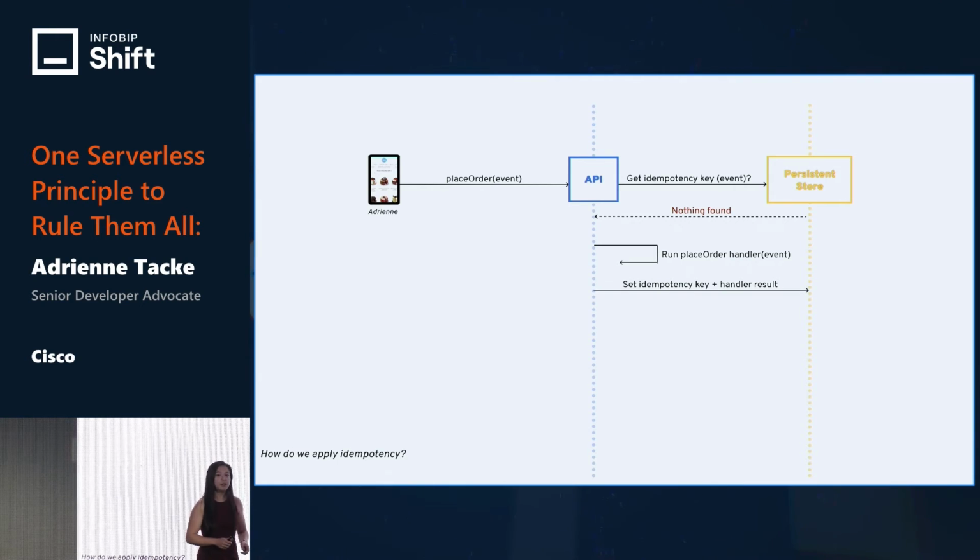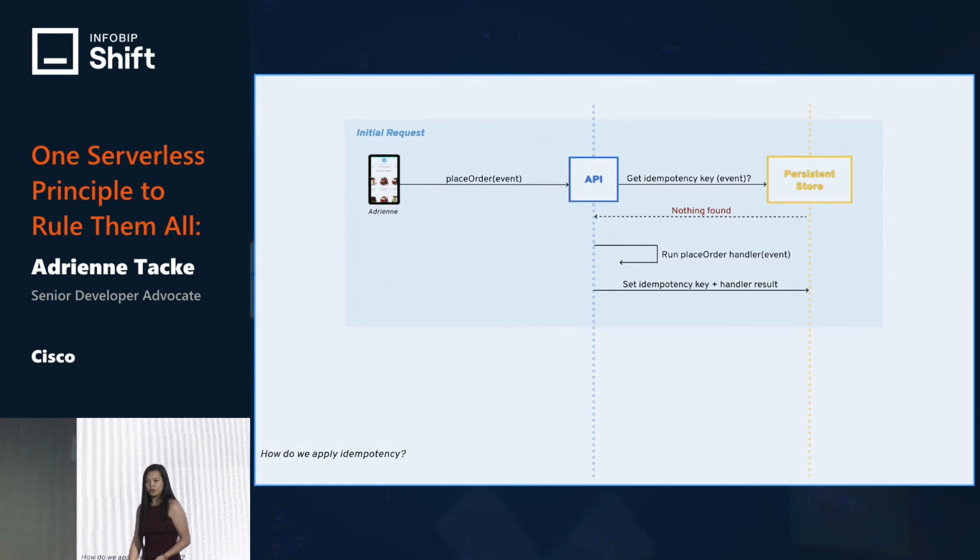And once that has happened, we then save that state, right? We set the idempotency key as well as the result of what happens there, even if it's an error or if it's just been a successful process of a cake. And now that's what our initial request looks like with idempotency built in.